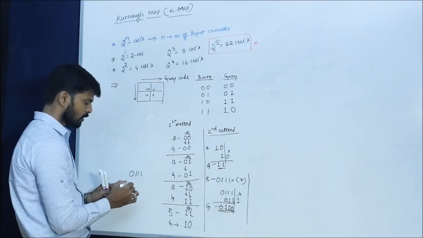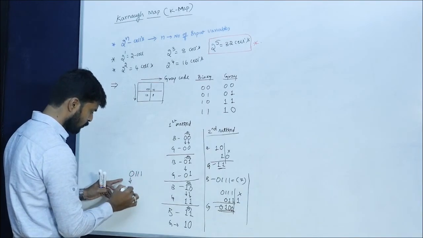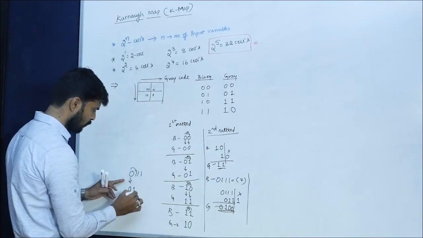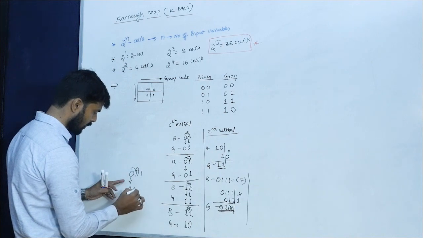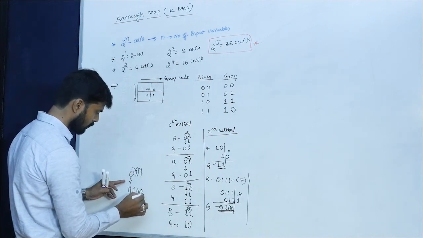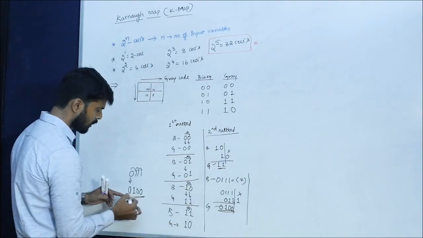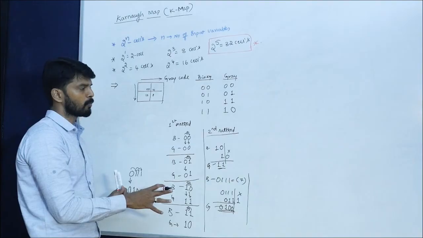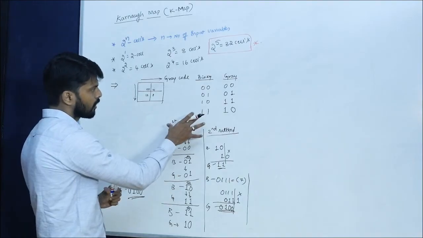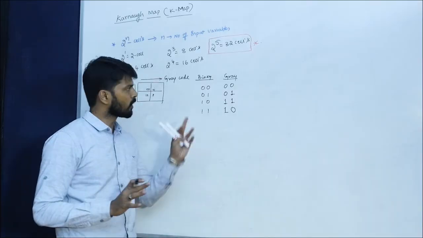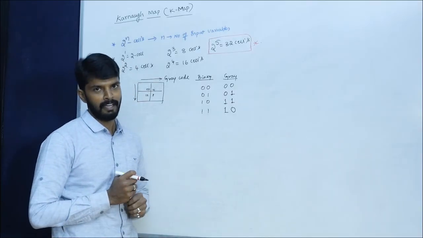1. So for the 0 0 1 1, what we need to do? 0 I will write as it is, 0 XOR with 1 I am getting 1, 1 XOR with 1 I am getting 0, 1 XOR with 1 I am getting 0. See, in either method we are getting the same gray code. This is how we are going to convert a binary number to gray code. So now we learned how to convert the binary number to a gray code.